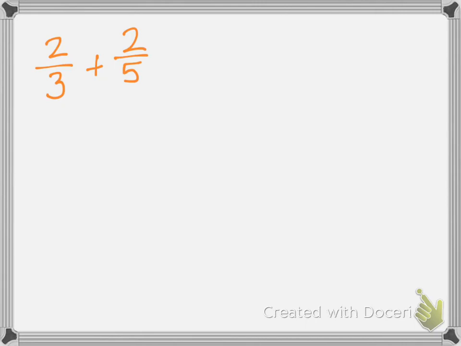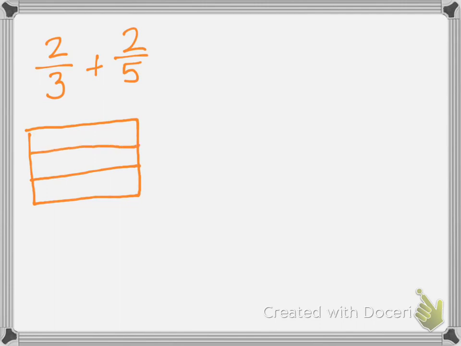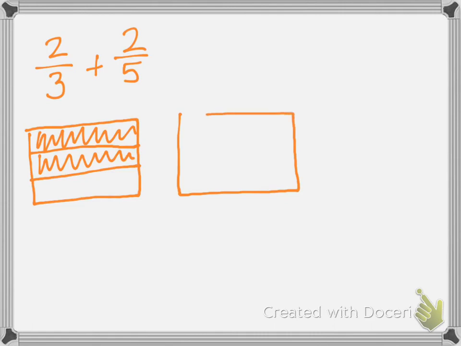So first we're going to draw 2/3. We will make a rectangle or square, and we'll break it into thirds horizontally. Okay, and then we're going to color in or shade in 2/3. So there's 1/3, 2/3.